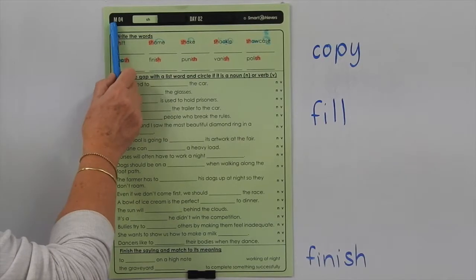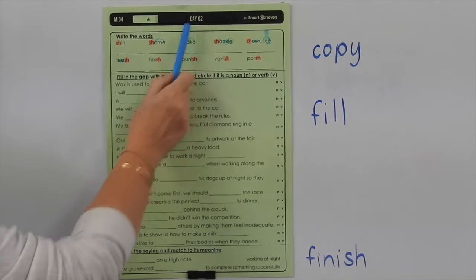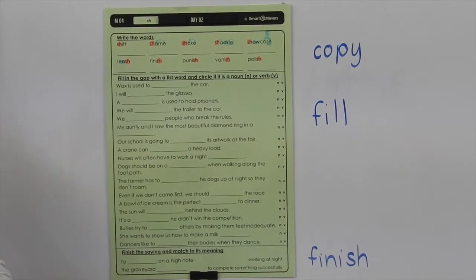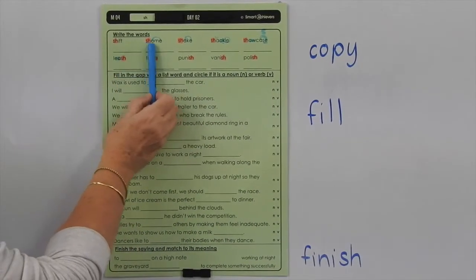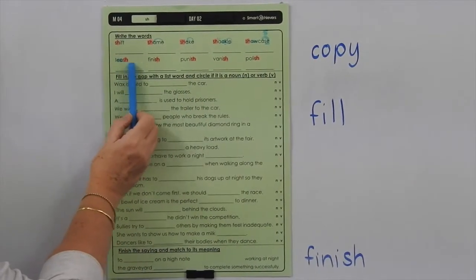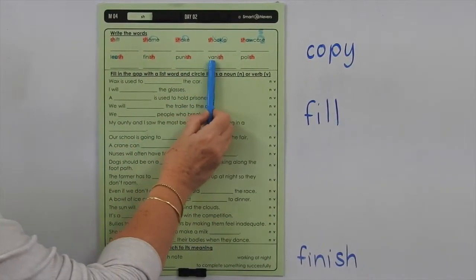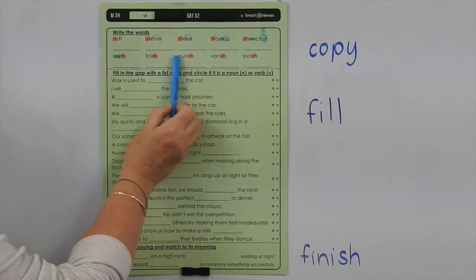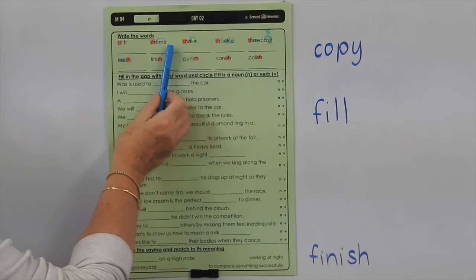This is level M, list 4, and we're doing the day 2 page where we've got SH making the sh sound in these words. We've got shift, shame, shake, shackle, showcase, leash, finish, punish, vanish and polish. So you can see I've highlighted the SH in these words and then go back with a different colour.